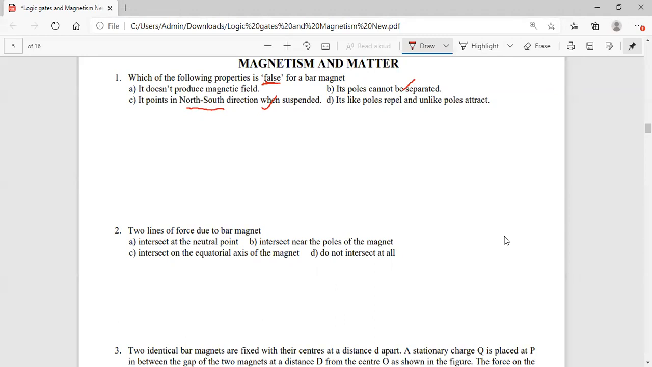So a bar magnet always produces a magnetic field, and because of the magnetic field produced by the bar magnet, its poles cannot be separated. It always aligns in the north-south direction, and its poles repel and attract. Therefore, this is the false statement. A is the false statement.